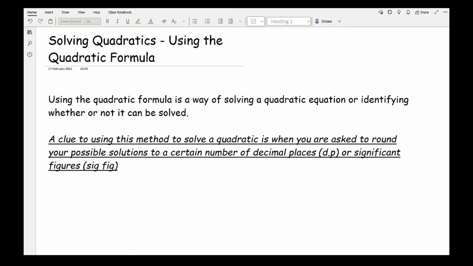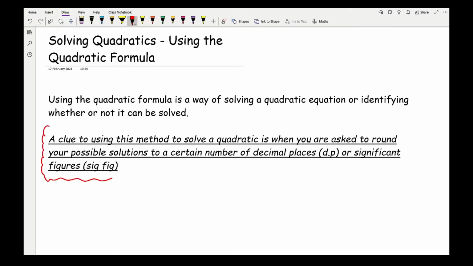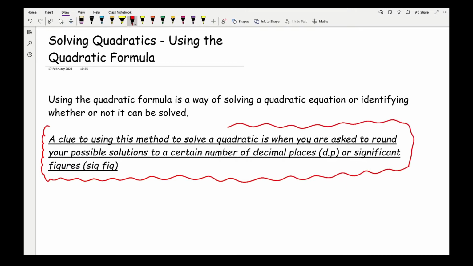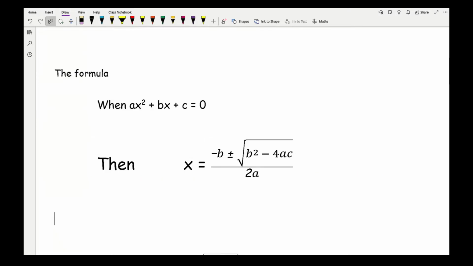And like I said, this will usually appear on a calculator paper. There have been rare incidents where it has appeared on a non-calculator paper, but usually if a question asks you to round your answers to a degree of accuracy, then it's definitely encouraging you to use the quadratic formula. Now, the quadratic formula looks like this.